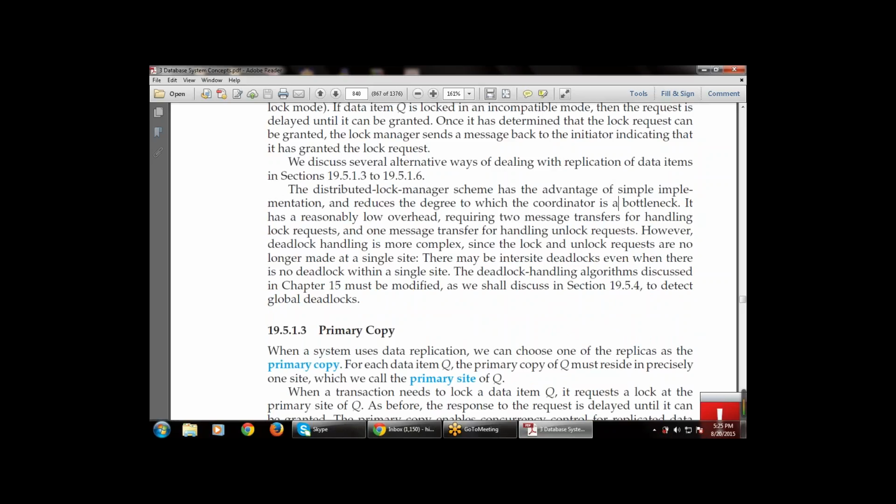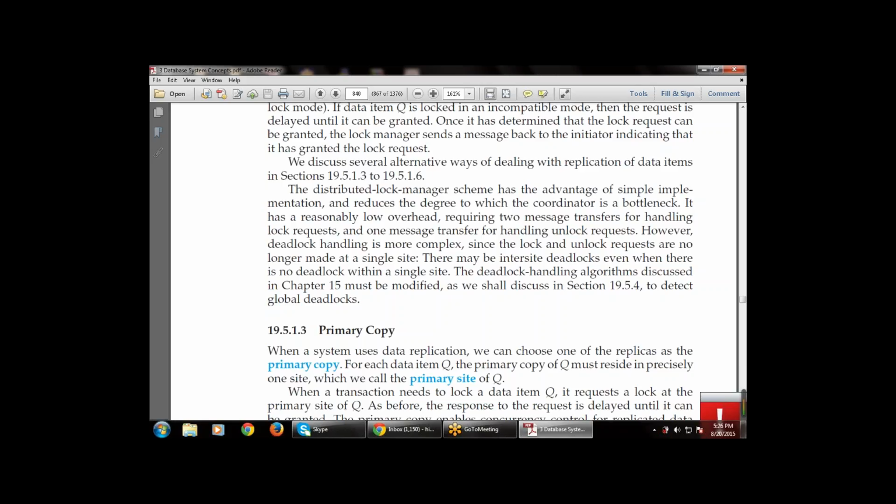Now next is the primary copy. So what is a primary copy? When a system uses data replication, data duplication, we can choose one of the replicas as the primary copy. Whenever there are multiple copies of the same database, one of the copies is considered the primary copy. For each data item Q, the primary copy of Q must reside in precisely one site, which we call the primary site of Q.